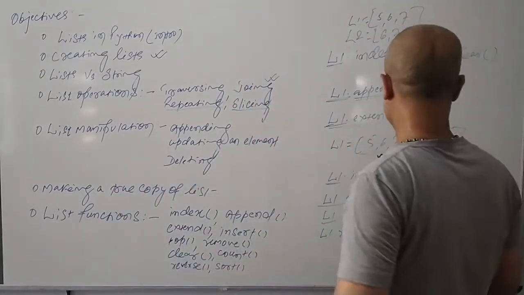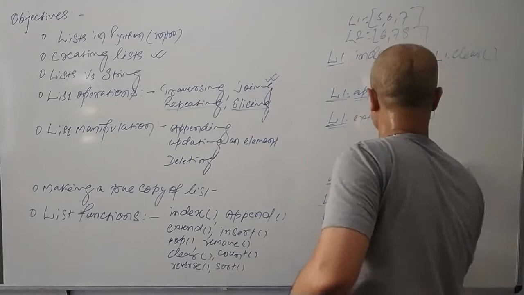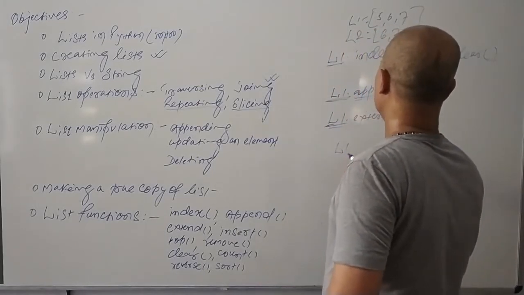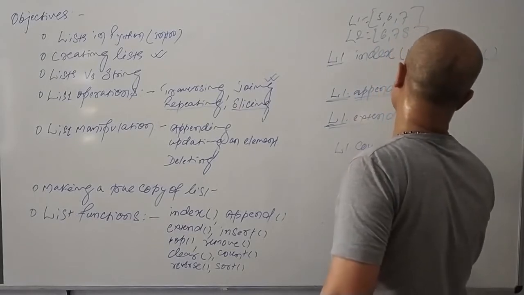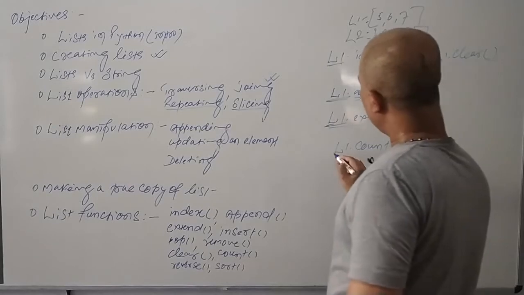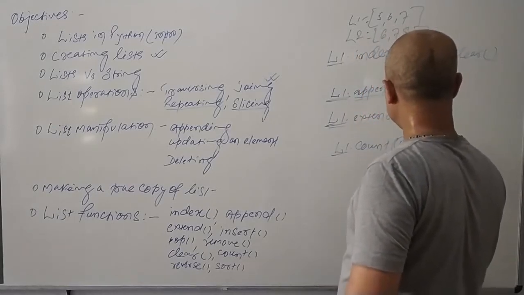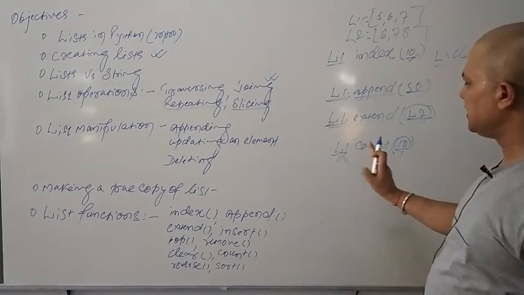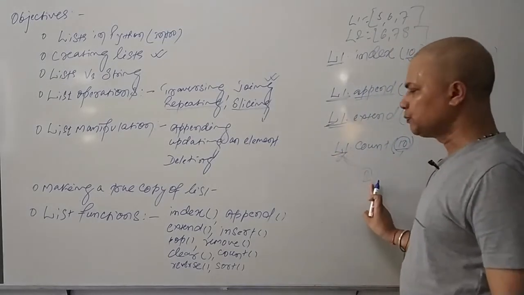For example, if I'm using L1.count, inside the brackets I am mentioning a particular element, 10. Now how many times 10 is there in the list L1, it will give me the count of that. If 10 is there 2 times in the list L1, the output will be 2.